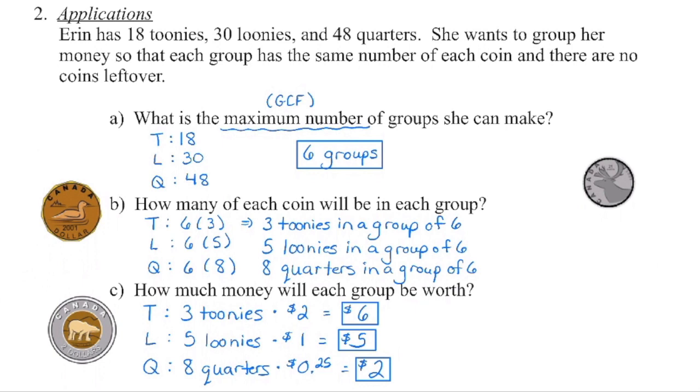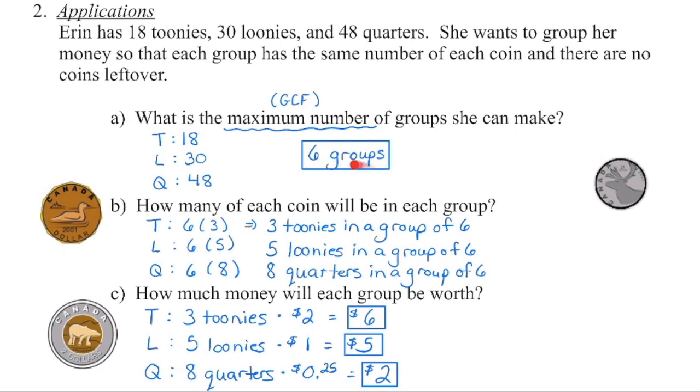We're able to solve problems using the greatest common factor. So anytime we're creating groups and we don't want to have any leftovers, it means we're dividing a number evenly into another number. If we're looking for the maximum number of groups, that's the greatest common factor for the numbers we're given. So we have some Canadian coins here. The largest number that we'll divide evenly into 18, 30, and 48 is 6.